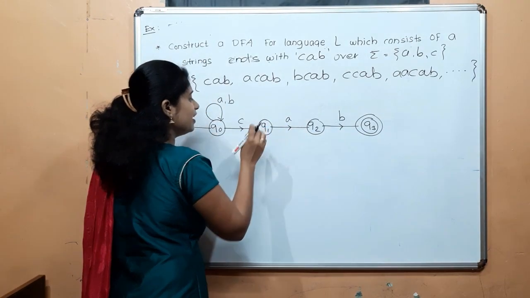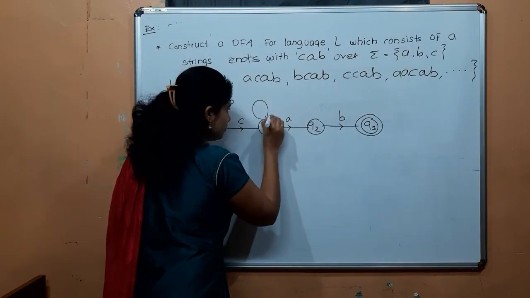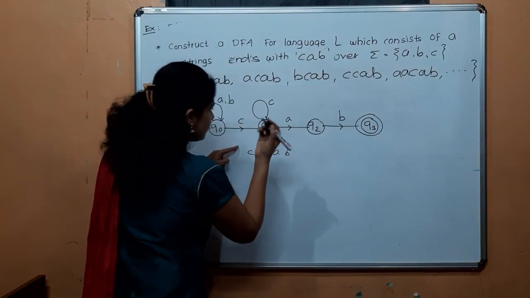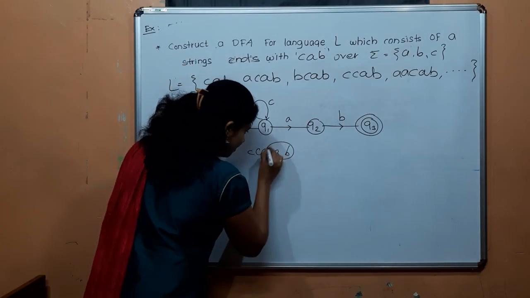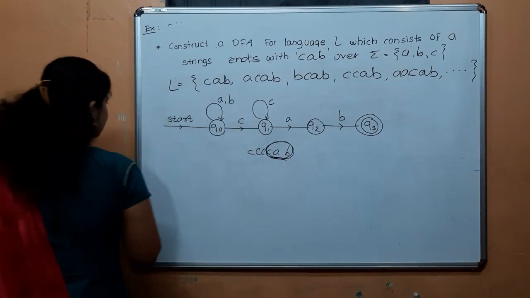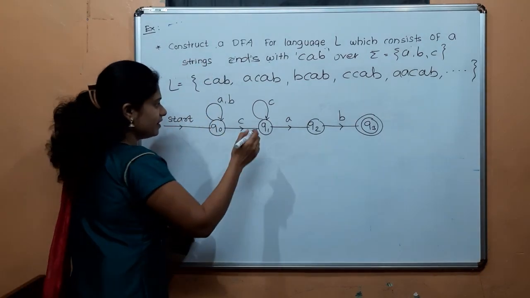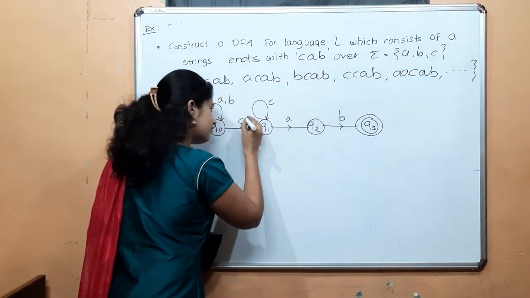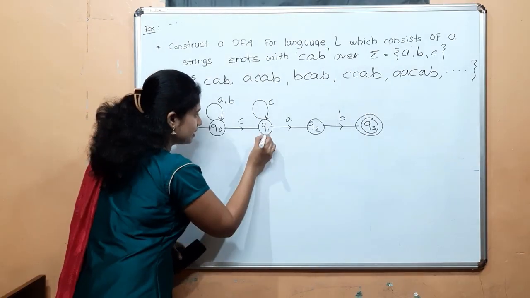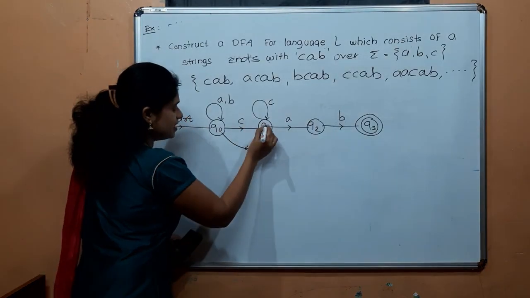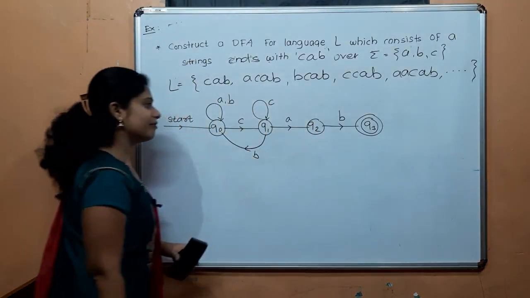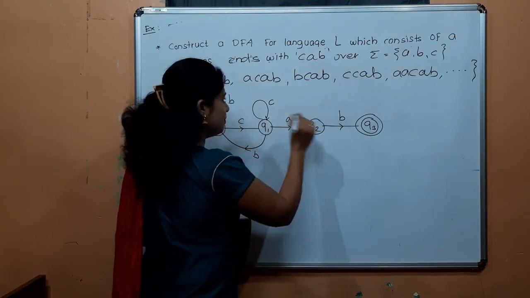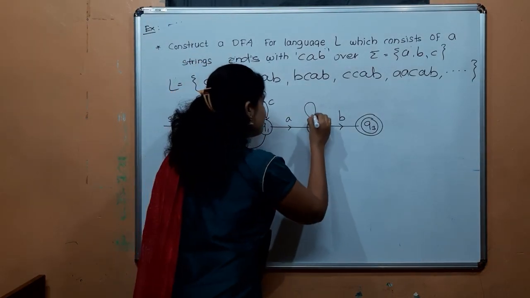If C occurs, then what do we do? Here I can use the self loop, because after this C, any number of C's can occur, and the string also ends with CAB. That's why here we can write the self loop. Okay, then if A occurs, then A will be given here. If B occurs after this C, then what do we do? We can go back. See here, C, B, C, A, B. We can get the final state. Now, here, if A occurs, then I cannot give the self loop here.